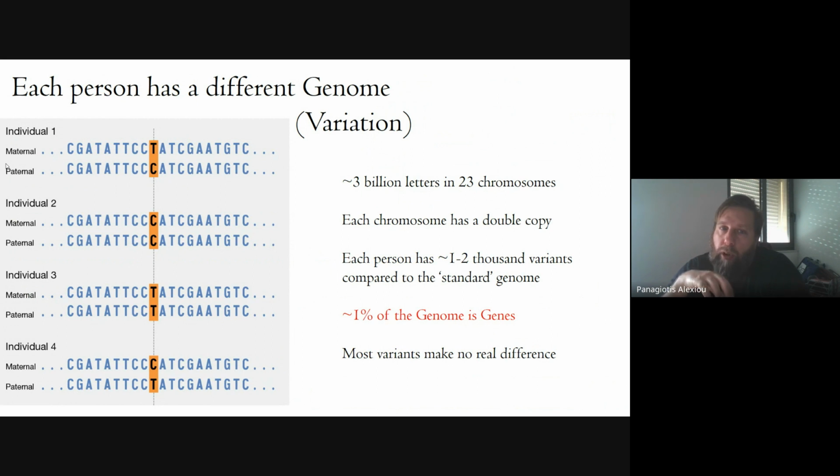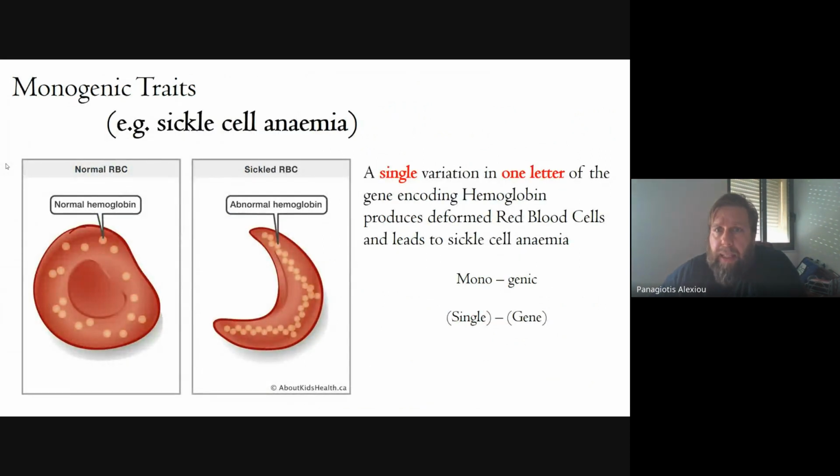So, of course, what we said also before is that only 1% of the genome encodes genes, so most variants make no real difference in how our bodies work, let's say, what cells do. However, that said, there are some variants that could have very, very important effects. For example, in things we call monogenic traits, and I will come back to what that means, a single variation in one letter of the genome, one specific letter, in one specific location, could affect things drastically.